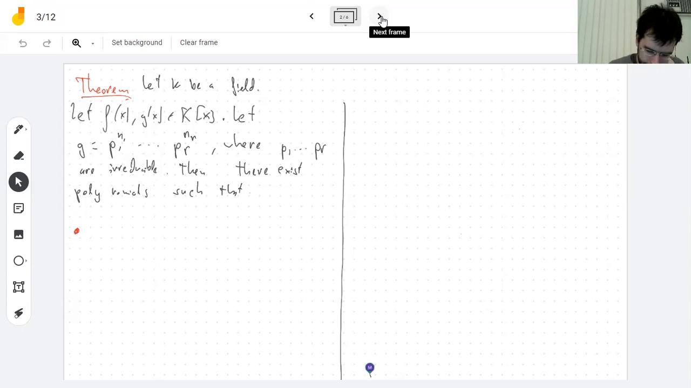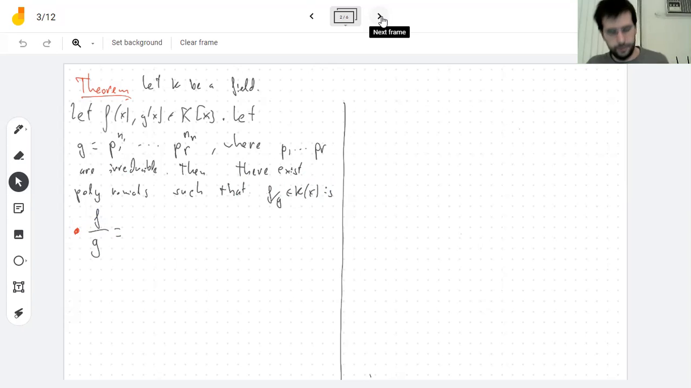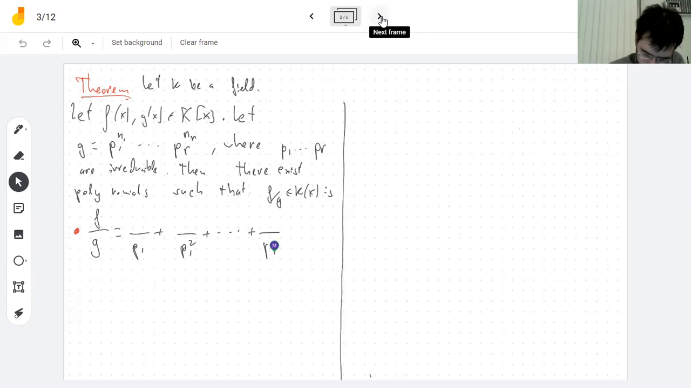So F over G, this is an element in the field of fractions of the polynomial ring, which, as you know, is the field of rational functions. Now you know all about fields of fractions. So what you have is all the denominators. So you have P1 to the 1, P1 to the 2, with the exponents going all the way to the original one you see in G. And then you have the same for the P2s, blah, blah, blah, and then all the way to the PRs.